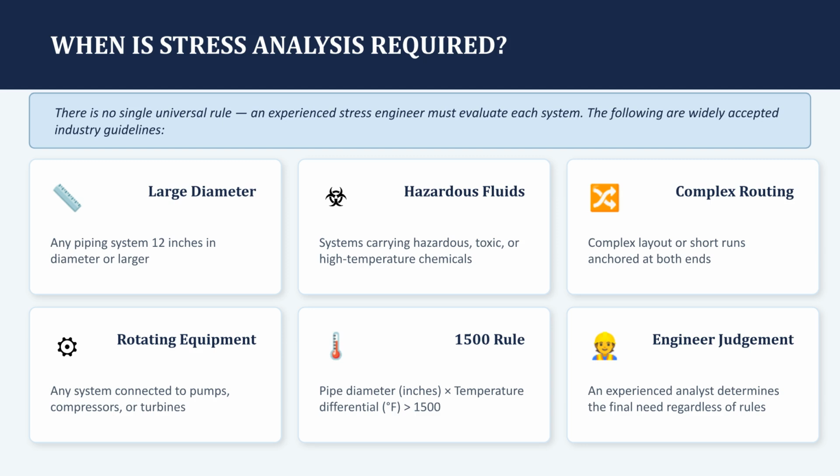3. Complex routing. If a pipe has a complicated layout, or if it's a short run that's rigidly anchored, meaning fixed, at both ends, it has very little room to naturally absorb thermal expansion.